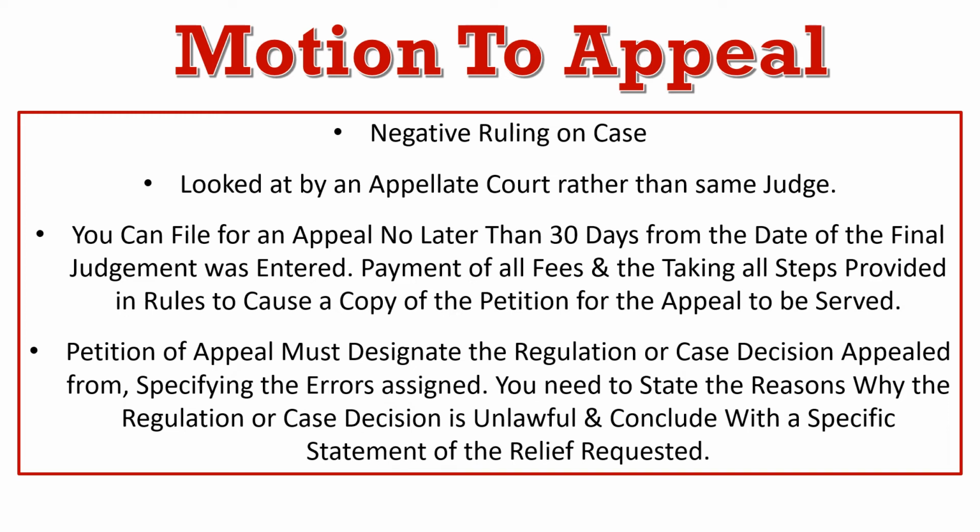Also, the petition of the appeal must designate the regulation or case decision appealed from, specifying the errors assigned. You need to state the reasons why the regulation or the case decision was unlawful and conclude with a specific statement of the relief requested. So, is there something that was unlawful that happened? I do not believe so. If there was, you need to say what it was.